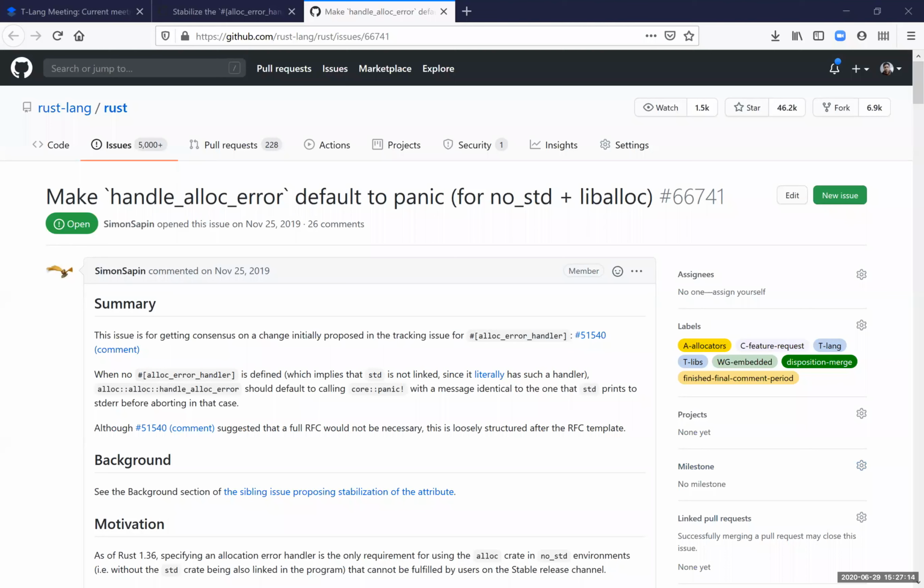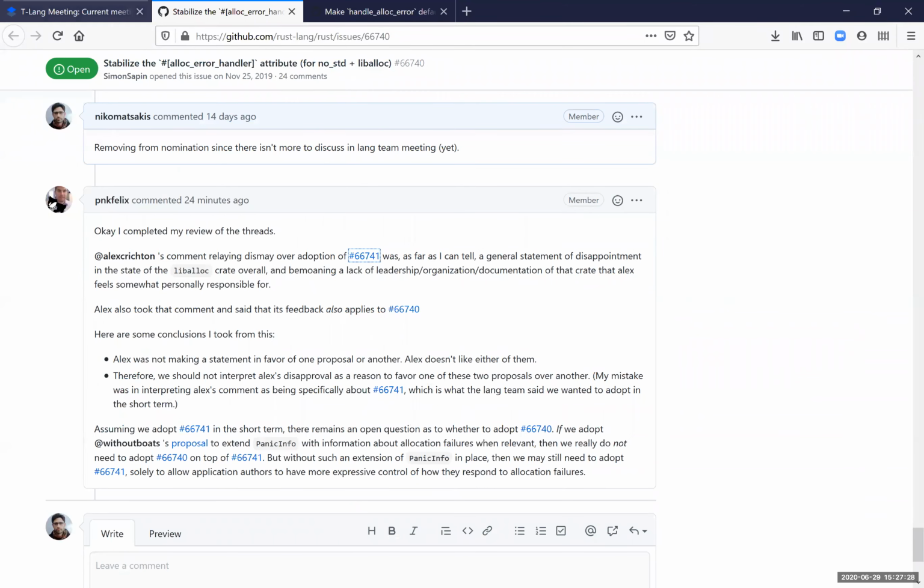The Lang team earlier decided we should do 66740. I'm sorry, I didn't give enough context here. 66740 is the proposal that stabilizes this special attribute that lets you make your own handler. So either one of those proposals would work. We earlier decided we should do 66741 because it has less API surface that we have to worry about in terms of maintaining in the future.